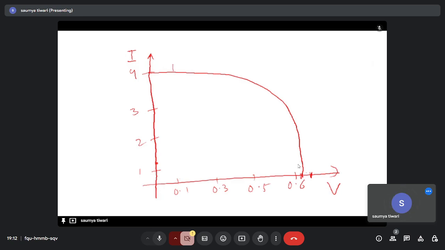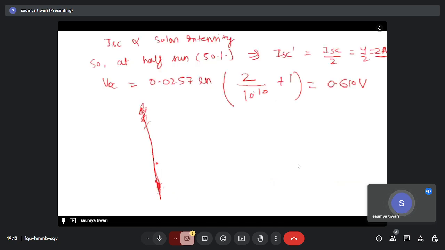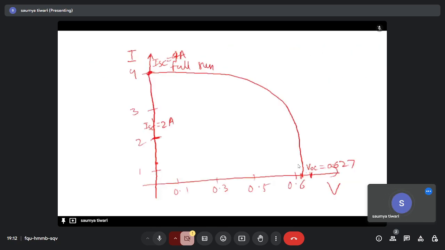This will be at full sun condition, and your VOC will be 0.627 and your ISC current value will be 4 ampere. Now, in the half sun condition, if you plot the graph, the ISC dash value is now 2 ampere, right? And you will note the VOC value is now 0.610. Say here, so this will be the plot.